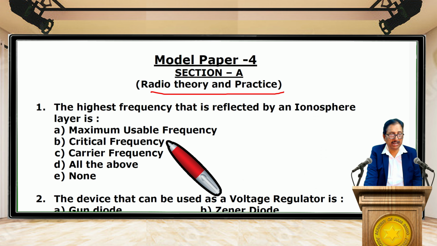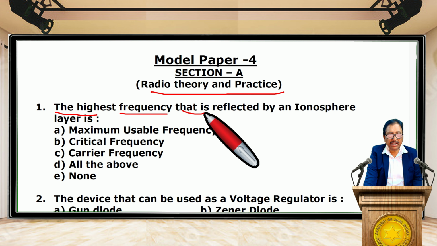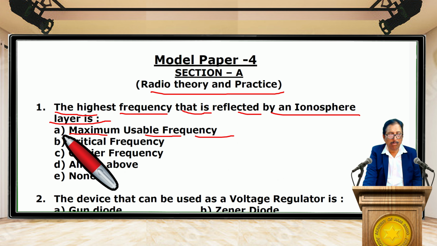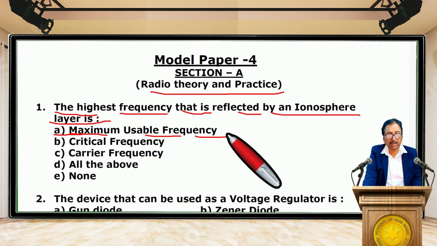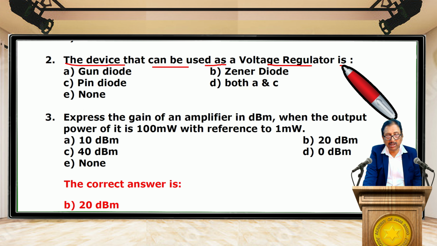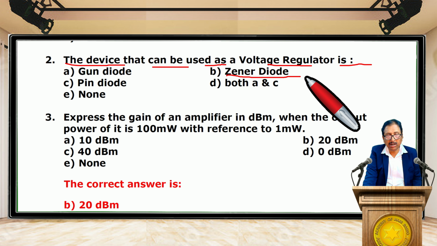radio theory and practice. The first question: the highest frequency that is reflected by an ionosphere layer is the maximum usable frequency. Alpha is the correct option. The device that can be used as a voltage regulator is the Zener diode.